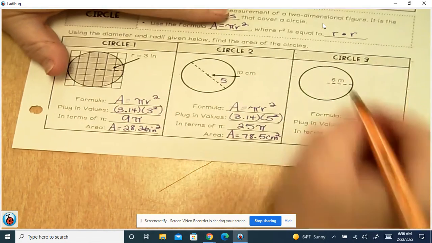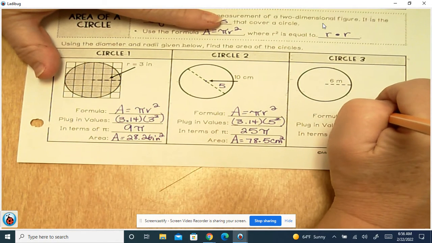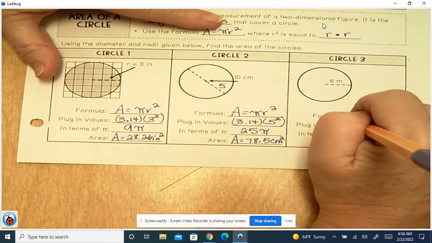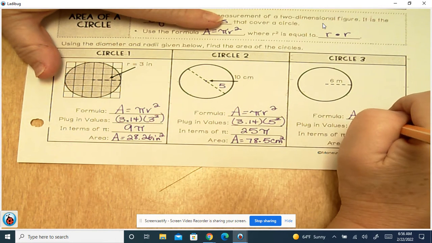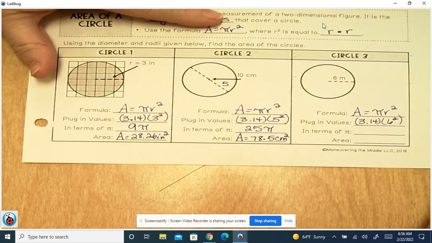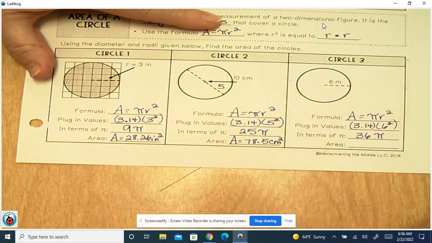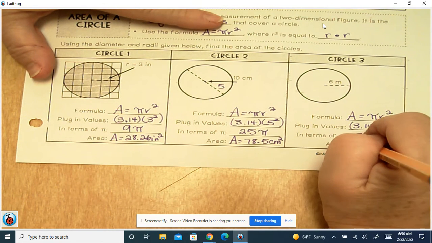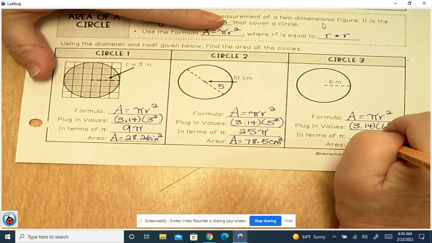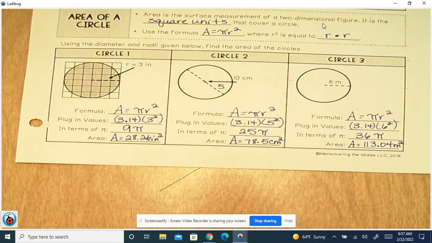And then here we have a radius. So the area equals pi r squared, which is 3.14 times 6 squared. 6 times 6 is 36. So we have 36 pi. And that multiplied out would be 113.04 meters squared.